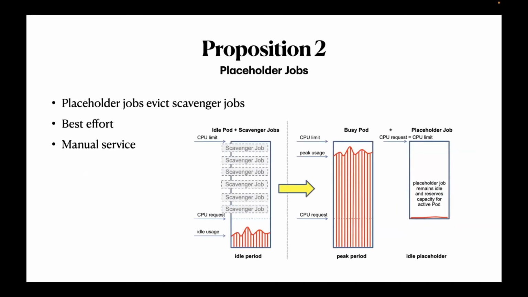The second proposition from us is placeholder jobs that evict scavenger jobs, which are actually a little nice trick to ensure that there are enough free resources that can be used by the user's pod. A scavenger job is a job that reserves resources, but it does not consume them. A placeholder job terminates existing scavenger jobs, thus it frees resources for the demanding pod. And using node affinity, we can easily ensure that the placeholder job runs on the same node as the pod that needs more resources.